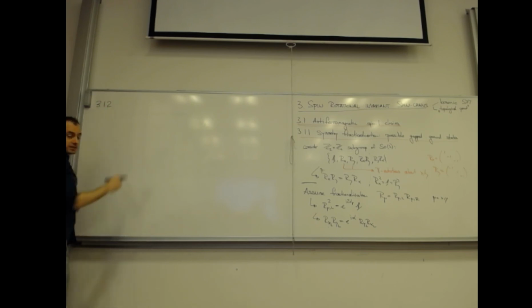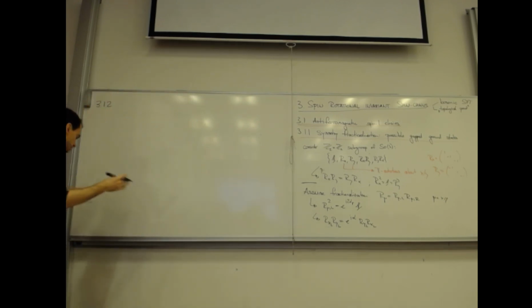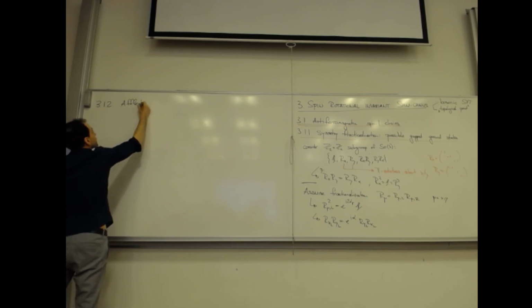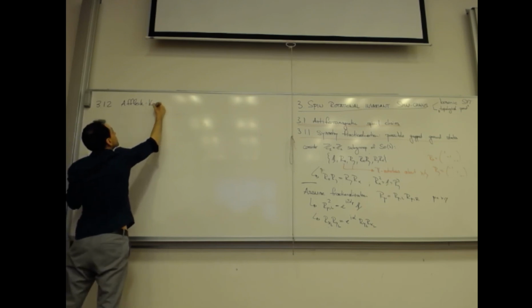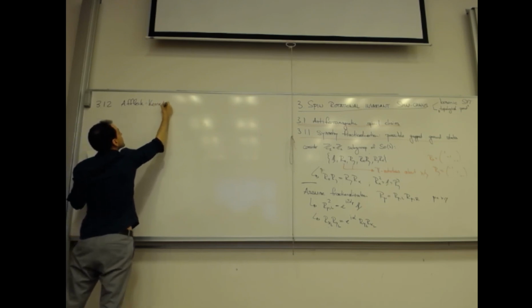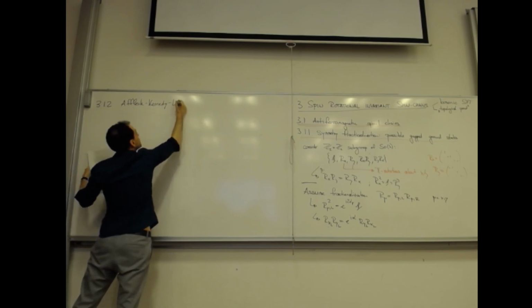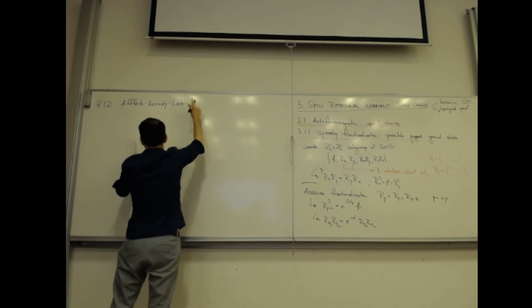So, okay, this is the AKLT solution of a certain spin 1 chain. Let me write out at least the names of these people: Affleck, Kennedy, Lieb, and the last person, the one that I know least, is Tasaki.